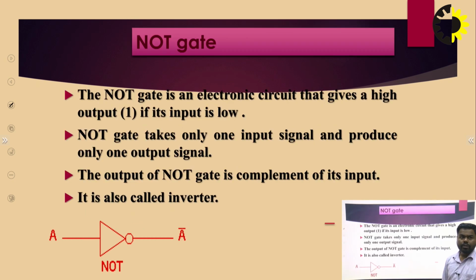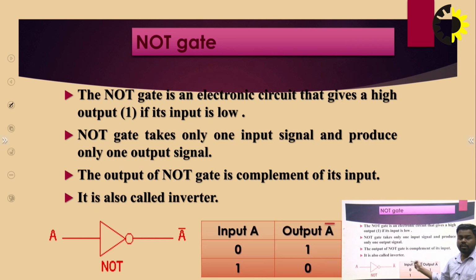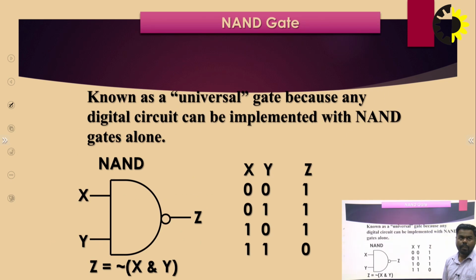NOT gate. The NOT gate is an electronic device that gives a high output if its input is low. The NOT gate takes only one input signal and produces only one output signal. This is also called an inverter. If the input is low, then the output is high. If the input is high, then the output is low. This is the inverter.